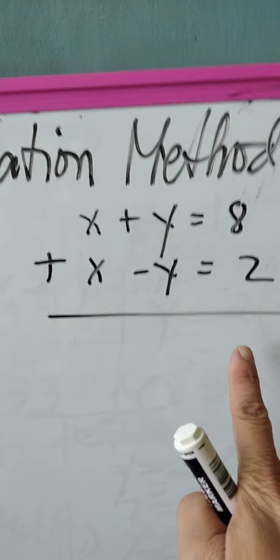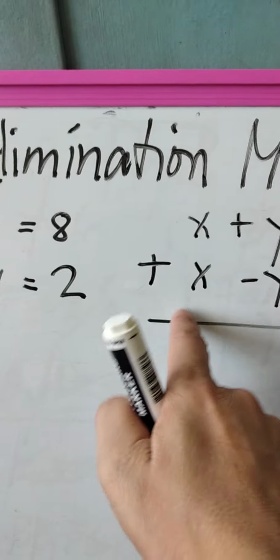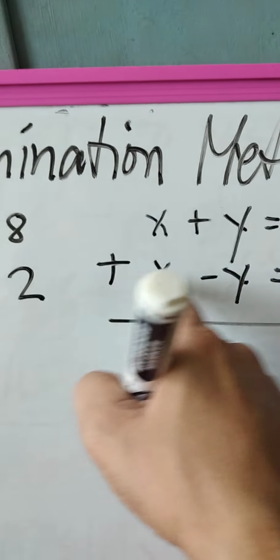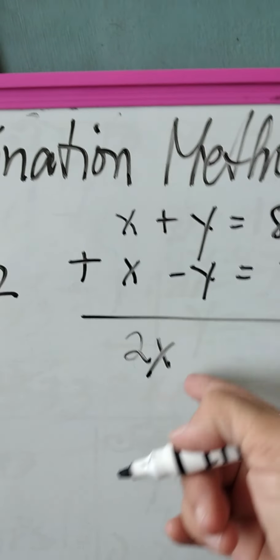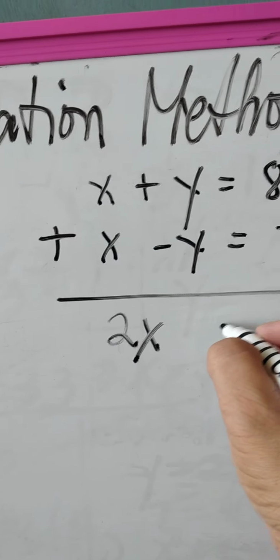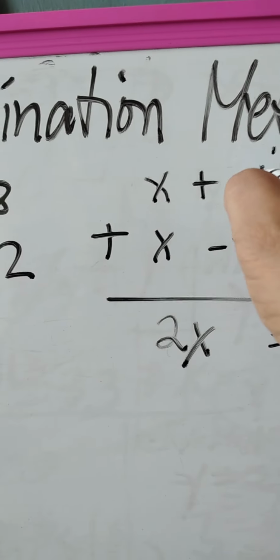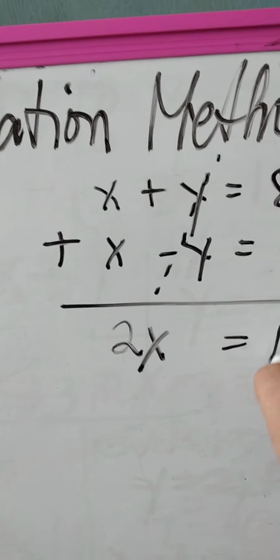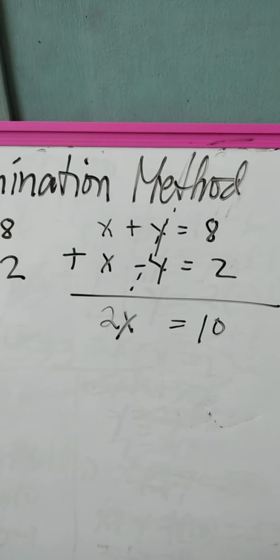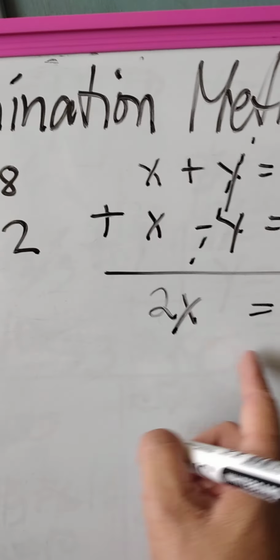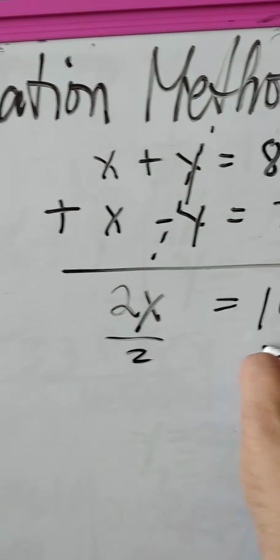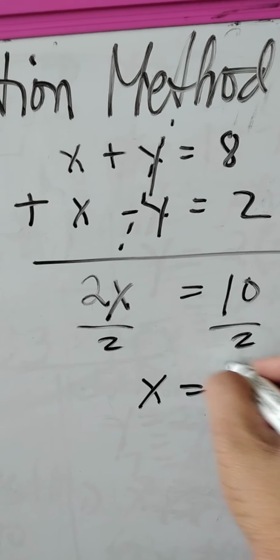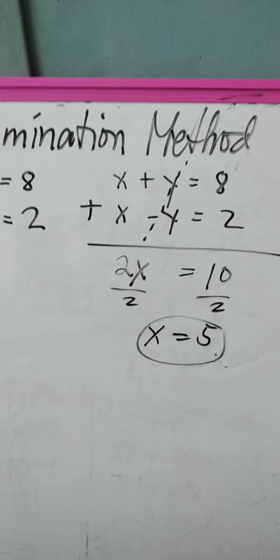You add them. So x plus x will give you 2x. Now positive y plus negative y, like what I've said, they are additive inverses, so they are 0. 8 plus 2 will give you 10. So easy and fast. Now solve for x. Divide by 2, and then x equals 5. There you go. It's very fast.